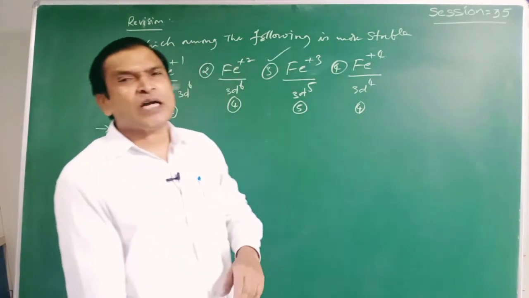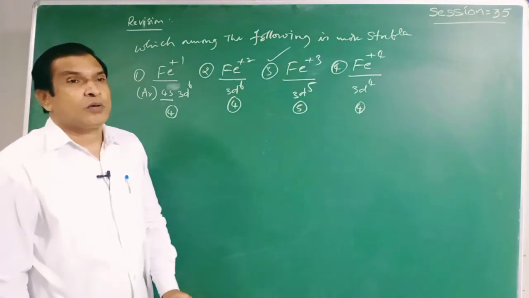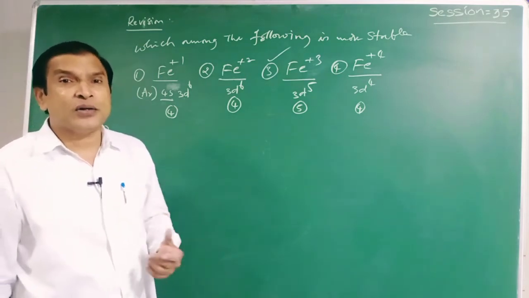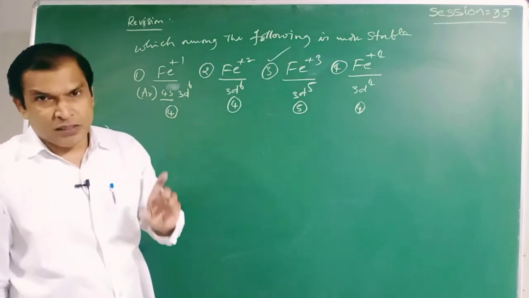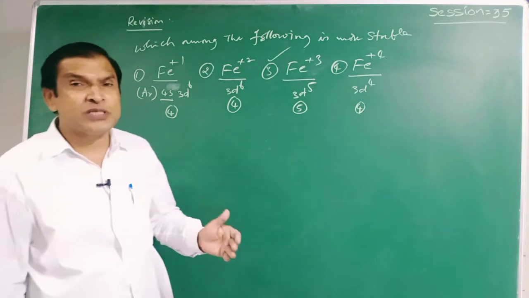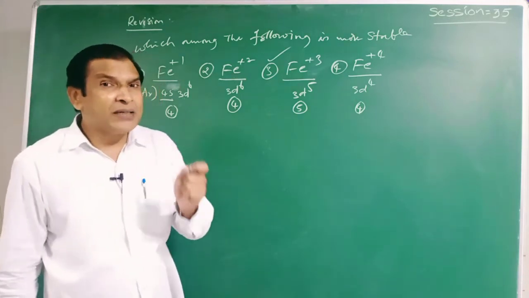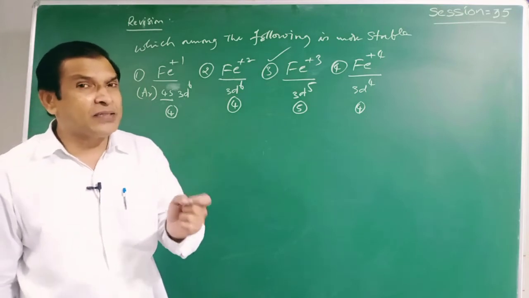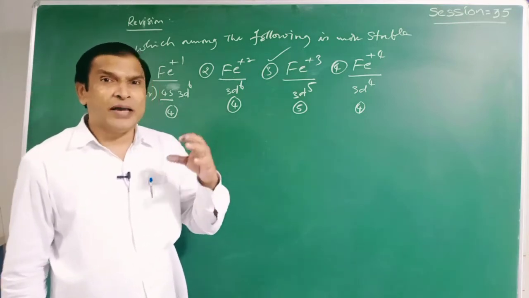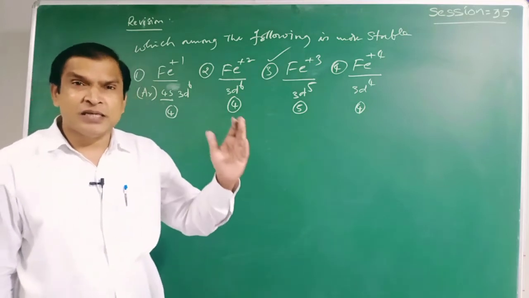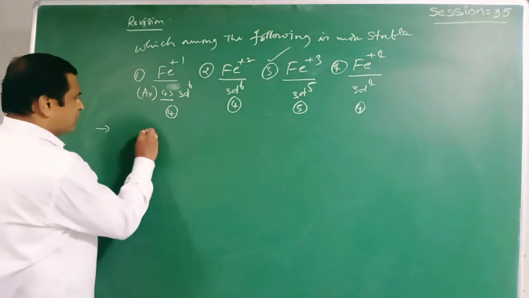The following pair of ions possess the same magnetic moment. That is the question. Now let us observe the options.